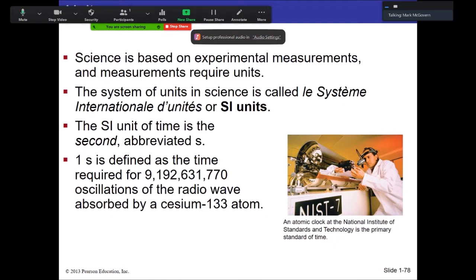And what's nice about the SI system of units is that there's a single base unit for certain quantities such as time and length and mass, and other quantities are based upon those. And there's also a prefix system that's attached to the SI system that allows you to express larger or smaller quantities of a given unit without actually having to change the unit.